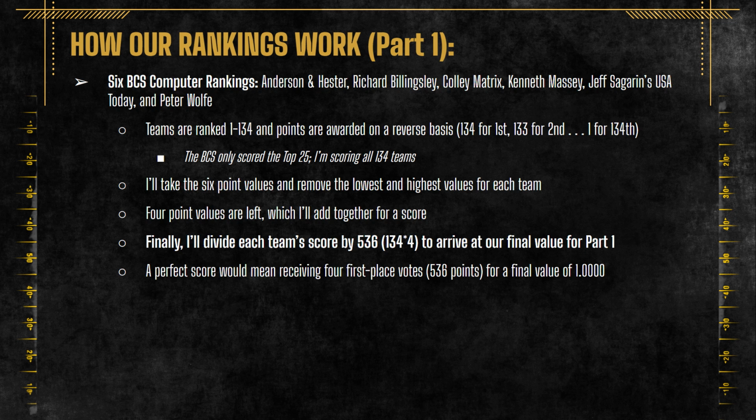But first, 1/3 of the BCS rankings come from the 6 computers. The computers are listed right there. Those computers rank teams 1 through 134, and I'm going to award points on a reverse basis. That's basically how the AP and coaches poll does it. I'm going to take the 6 point values and remove the lowest and highest values of each team. That leaves the middle 4 points, which I'll add together for a score. Then I'll divide that score by 536 to arrive at our final value for part 1 for each team.